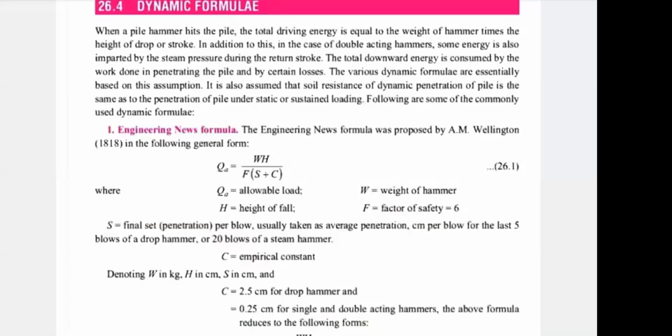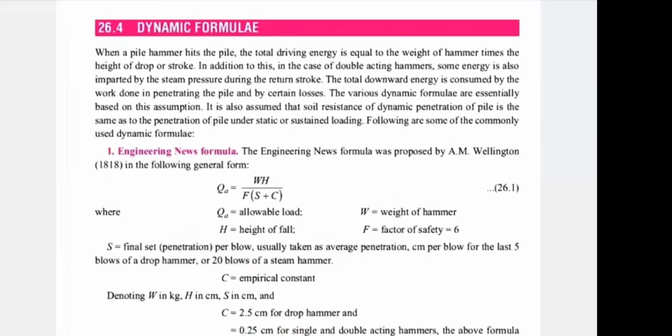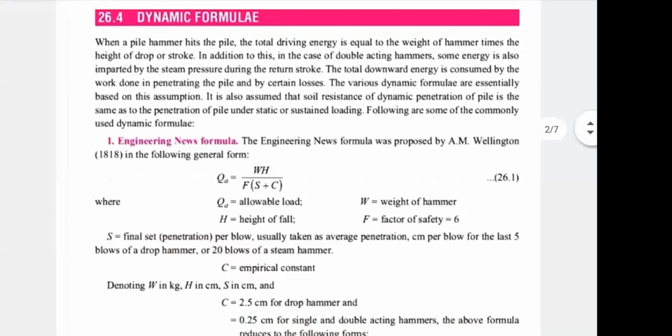F is nothing but the factor of safety, which is equal to 6. You will need to consider the factor of safety in case of dynamic formulae, it should be 6. But if you are considering Terzaghi's equation or the rest of the equations, you should consider your FOS up to 2.5 to 3. So always remember this factor of safety value in case of your pile foundation as well as shallow foundation. We know that for shallow foundation, FOS is 2.5 to 3. But in case of deep foundation, pile foundation comes under a deep foundation. So in case of pile foundation, you will need to consider the factor of safety as 6.